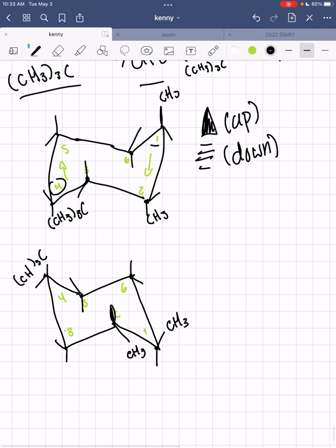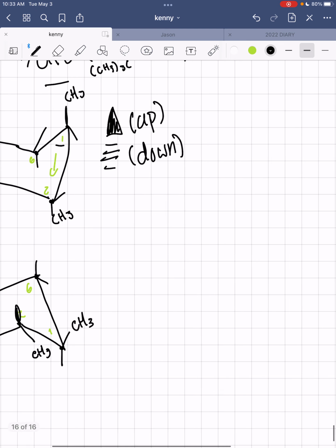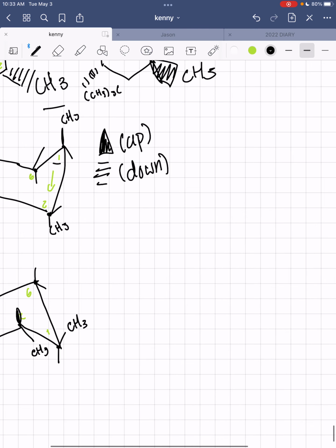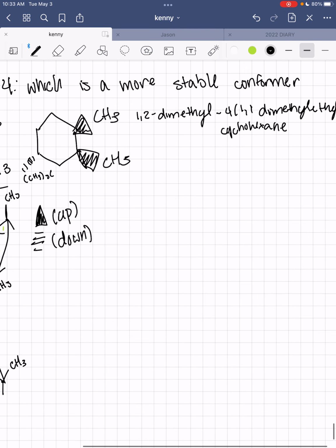And out of the chair flip, or the flip version and the original version, you can tell which one is the more stable version by seeing where the substituents are. Let me write up here because I'm going to write in this area later. The more they are on the equatorial or the angled bonds, the more favored it is.